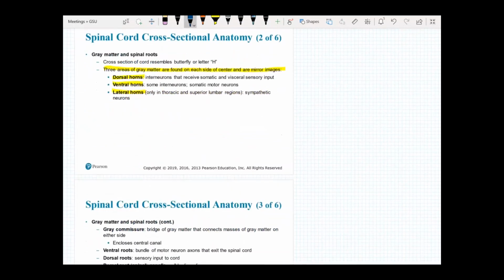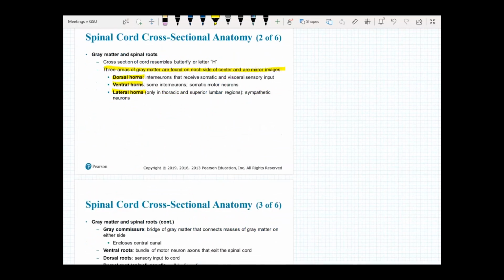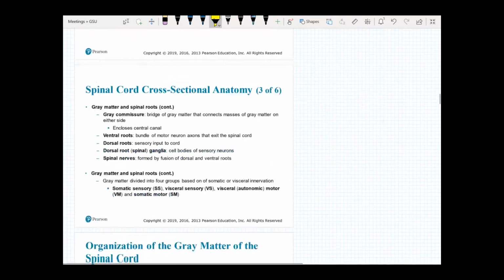So the dorsal horn is going to be responsible for holding all of our interneurons and sensory information. Our ventral horns are going to be somatic motor, and our lateral is going to be mostly our sympathetic. So the big premise or the takeaway is that the dorsal side of the spinal cord is going to be carrying our sensory information, whereas the ventral side of your spinal cord is going to be carrying all of your motor information. So that's the big takeaway from this.